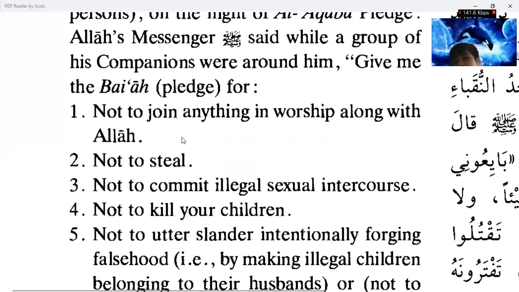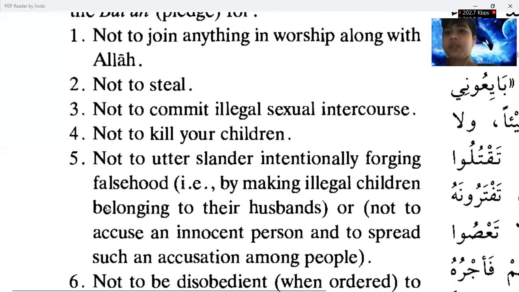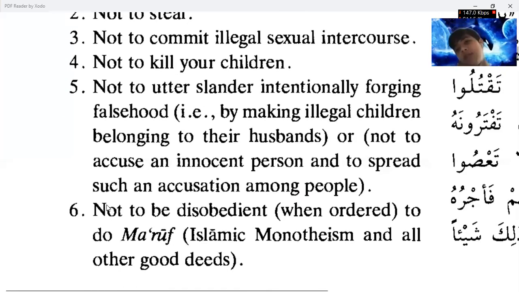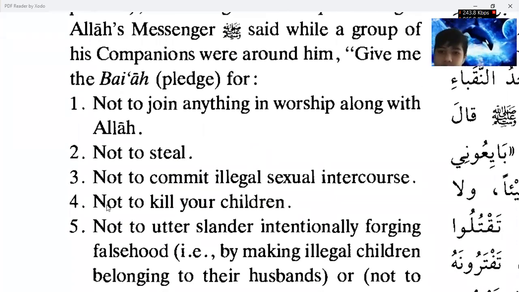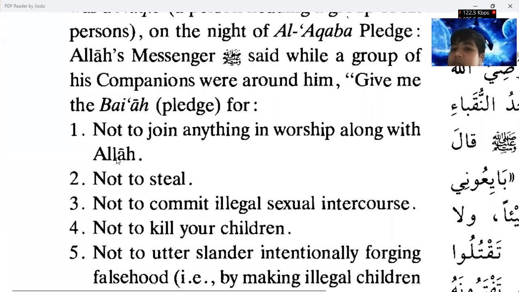So now, first you will understand these things, and after that, we will make a promise that we will not do these things in our life, okay? Okay. So we need to write all of this? No, not at the moment. First, understand them, then I will give you time to write.